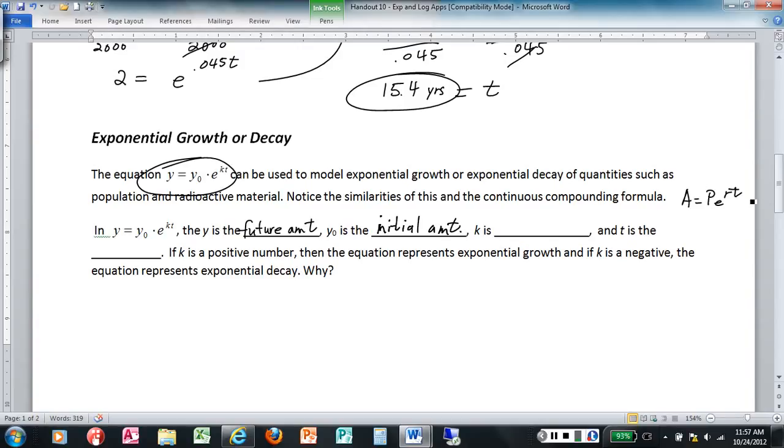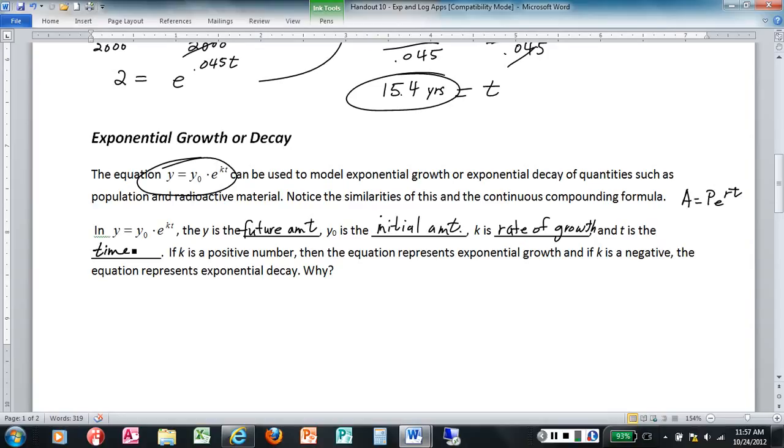And then k, well, notice k is in the same place as r. Yeah, k is the rate of growth or rate of decay, depending upon what you got. And t, well, t is the time. And one note here, time could be in months, could be in years, could be in days, minutes. You just have to pay attention to your problem, what it tells you there.